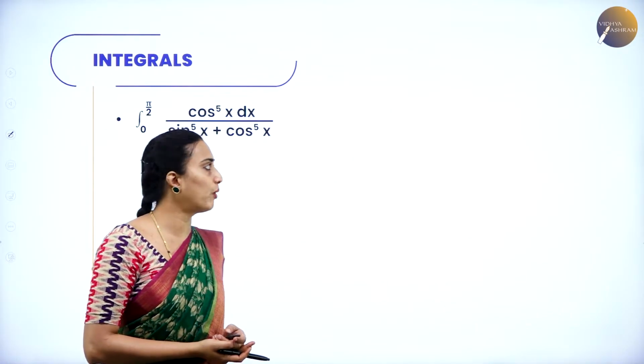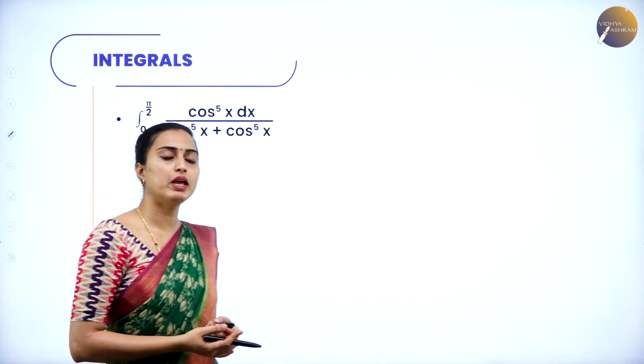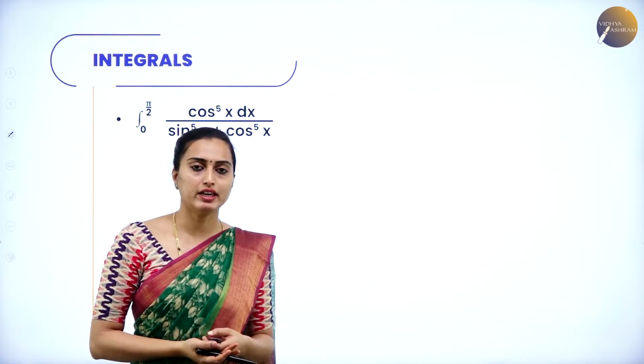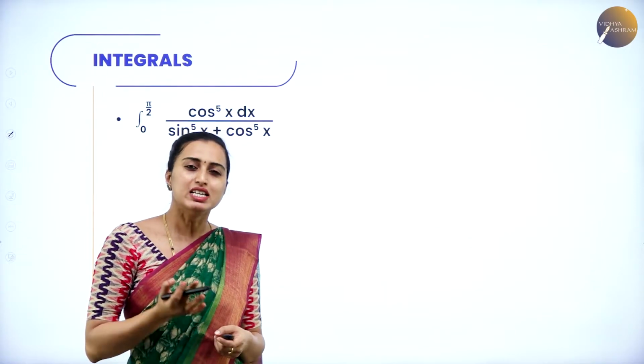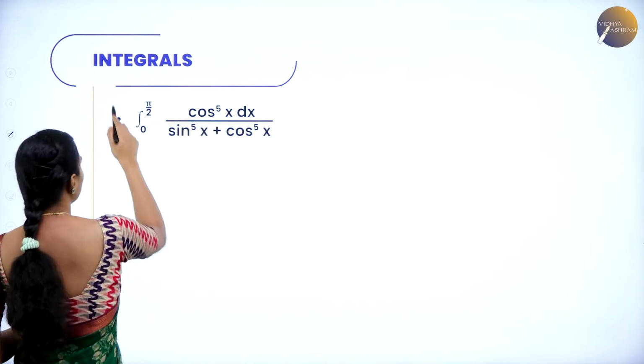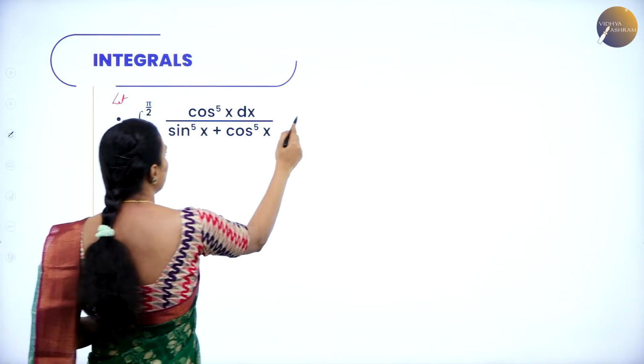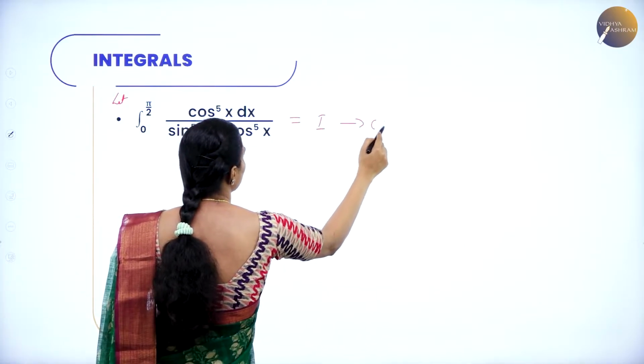Let us look into the next problem. The integral from 0 to pi by 2 of cos to the power of 5 x into dx divided by sin to the power of 5 x plus cos to the power of 5 x. Same as in the last problem, let me call this I, and call this equation 1.